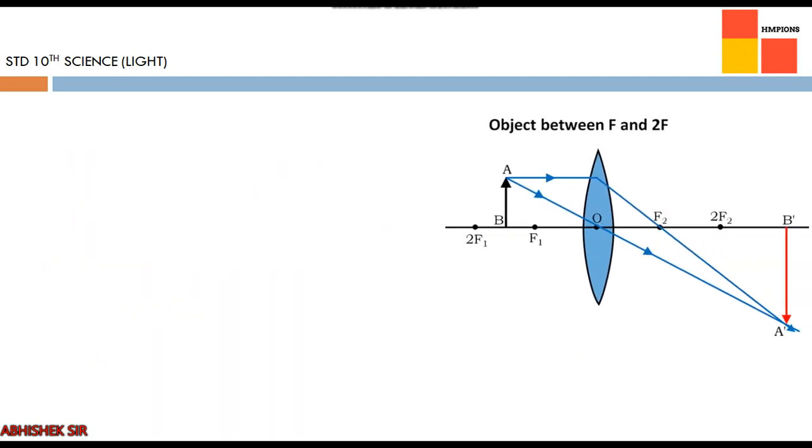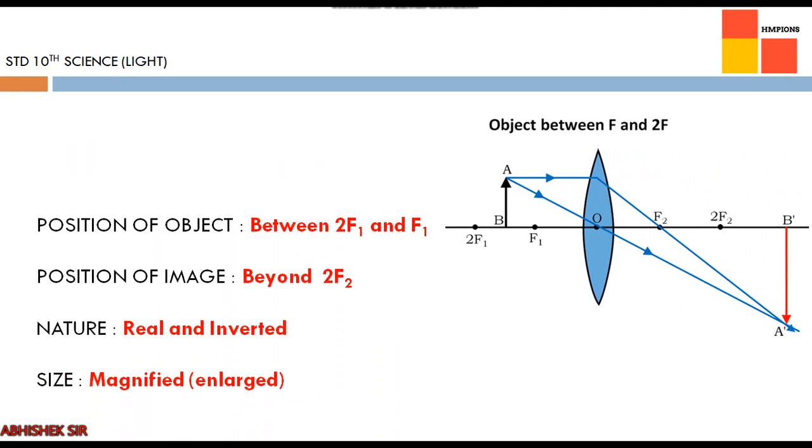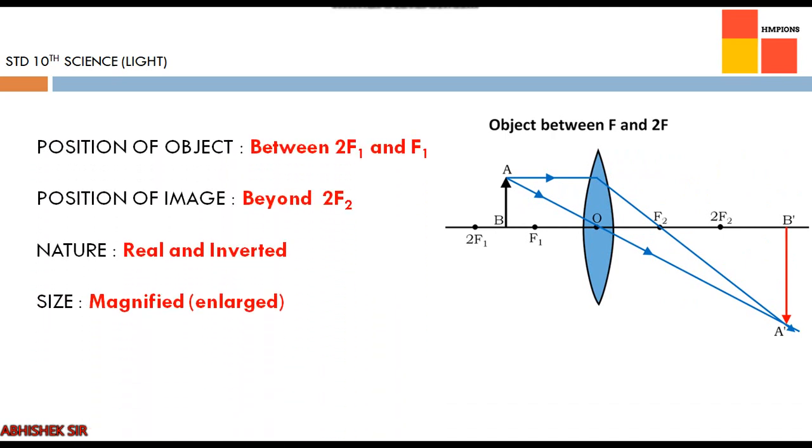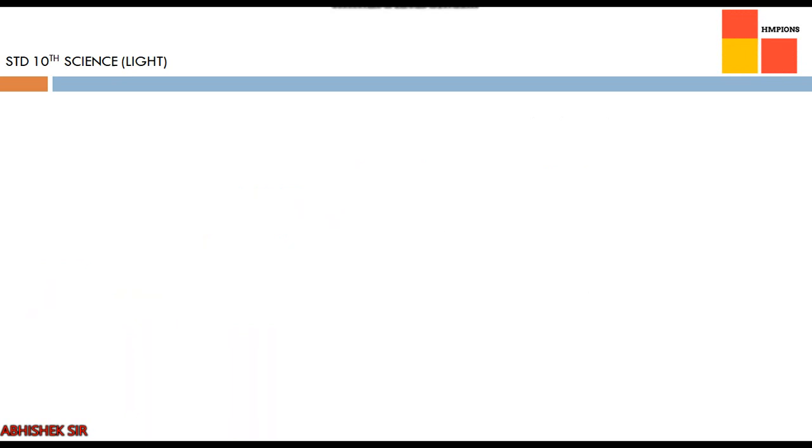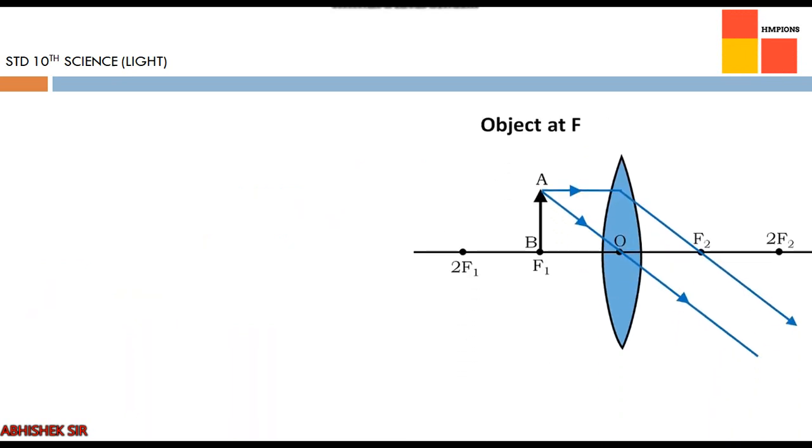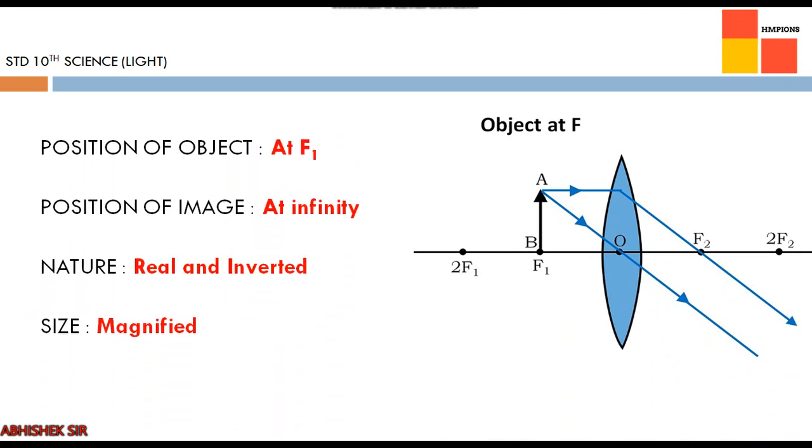Now moving on to the next figure, if the object is placed between 2f1 and f1, the position of image will be beyond 2f2 on the other side, nature real and inverted, and size is magnified, that is larger than the object. Moving on to the next figure, if the object is at f, what will be the position of image?